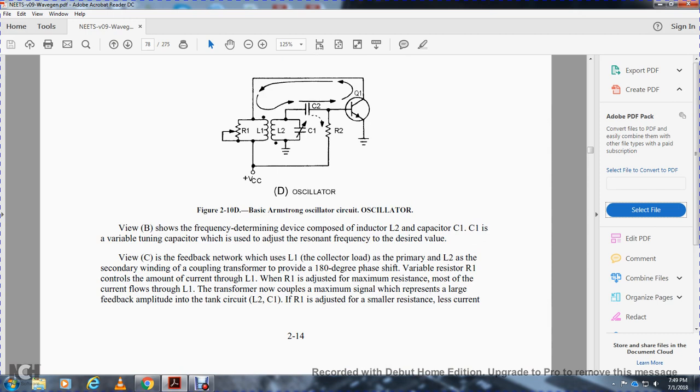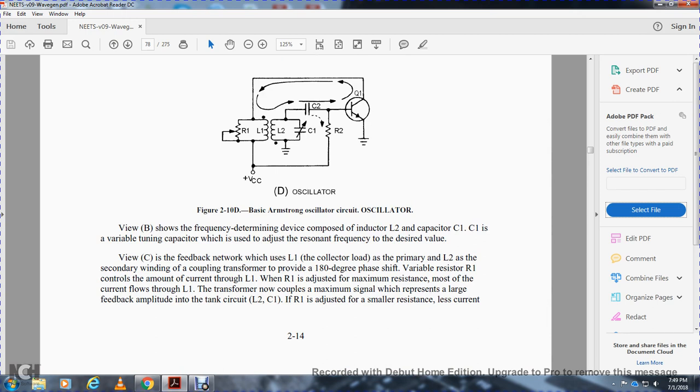If you look at the feedback network, L1 in the collector lead is the primary, and L2, the inductive coil 2, is a secondary, coupling as a transformer to provide a 180-degree phase shift. Variable resistor 1 controls the amount of current through inductor 1. Resistor 1 adjusted to maximum resistance limits the current flow through inductor 1.